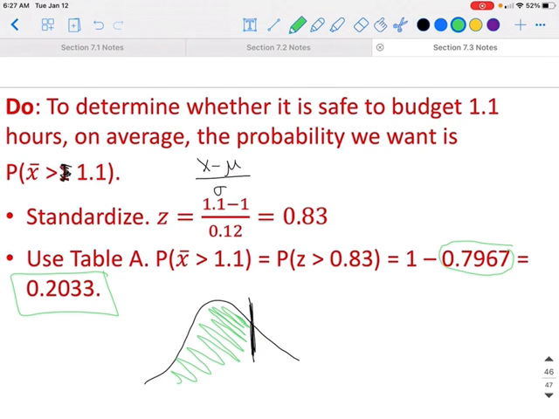So for our conclusion, we can say if we budget 1.1 hours per unit, there is a 20% chance that the technician will not complete the work within the budgeted time. You will have to decide if this risk is worth taking or if you should schedule more time for the work.